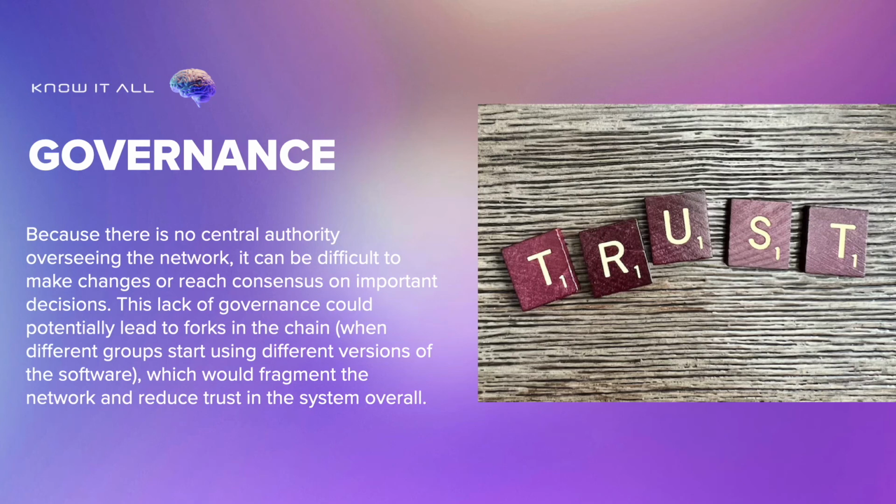Governance. Because there is no central authority overseeing the network, it can be difficult to make changes or reach consensus on important decisions. This lack of governance could potentially lead to forks in the chain, when different groups start using different versions of the software, which would fragment the network and reduce trust in the system overall.